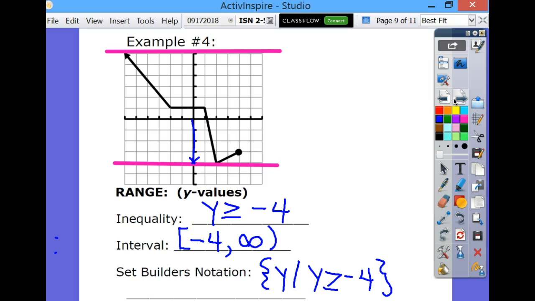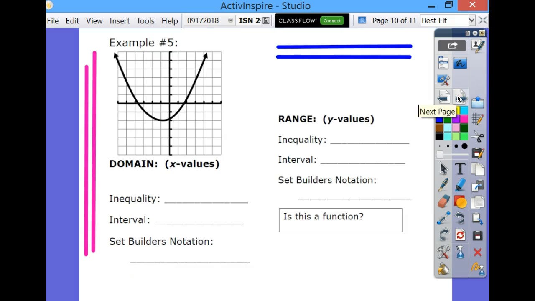The same kind of thing here, and that is what these little lines are helping you do, is to separate the domain and range in your mind. Okay, example number 5.